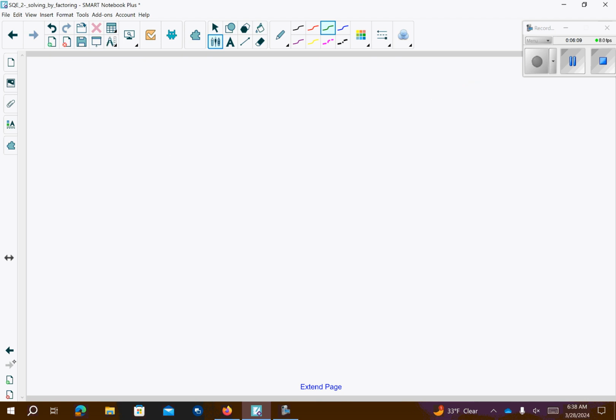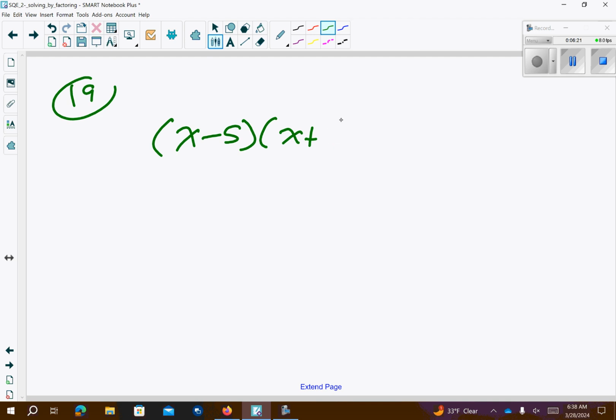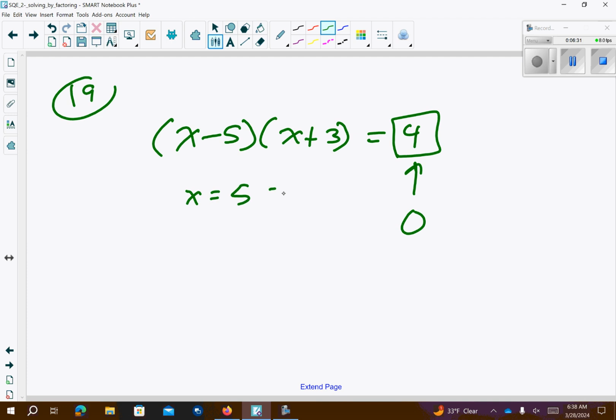All right, then number 19. They want to know where the person made the mistake, saying, hey, these were the answers. And the big, oops, that's a 3. The big problem that happened here is it's equal to 4. That needs to be a 0 in order to say the answers would be 5 and negative 3. So if this is not 0, then you can't solve it that way.